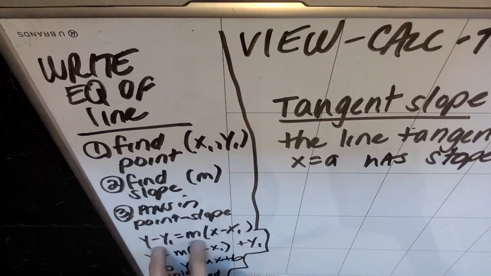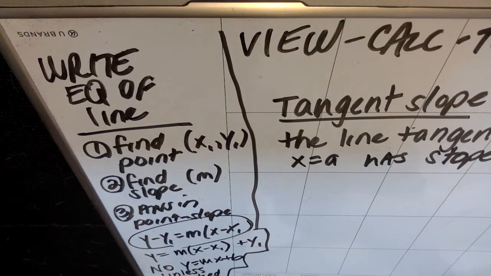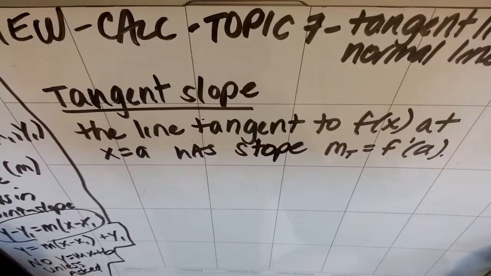So again, answer in point slope, right? This is the best possible answer. Y minus the y value equals m, x minus the x value. The only reason to change something to slope-intercept form is if you are expressly asked to do so. Otherwise, it's just not worth it. All right, so let's get back to the calc.